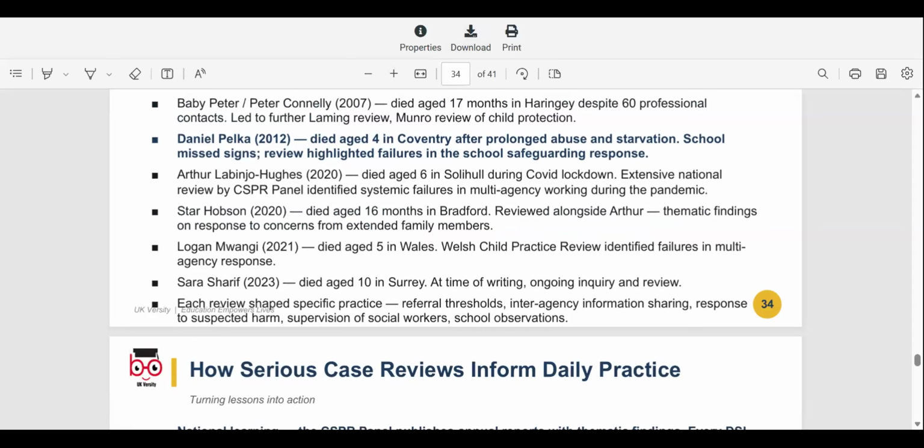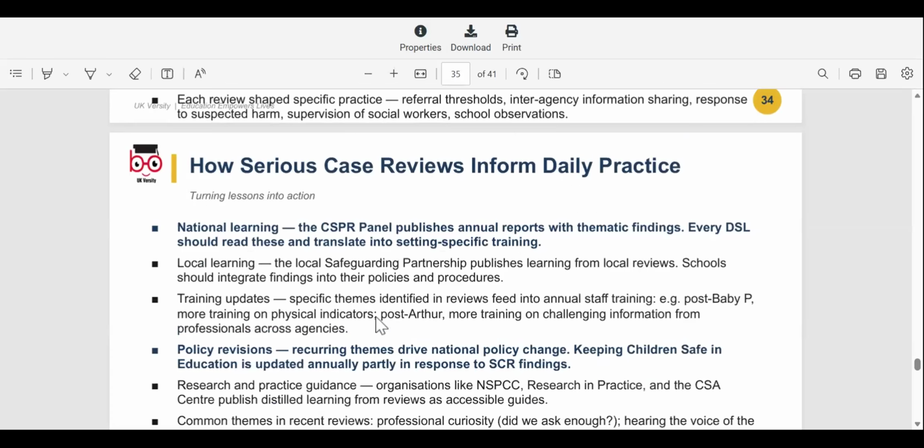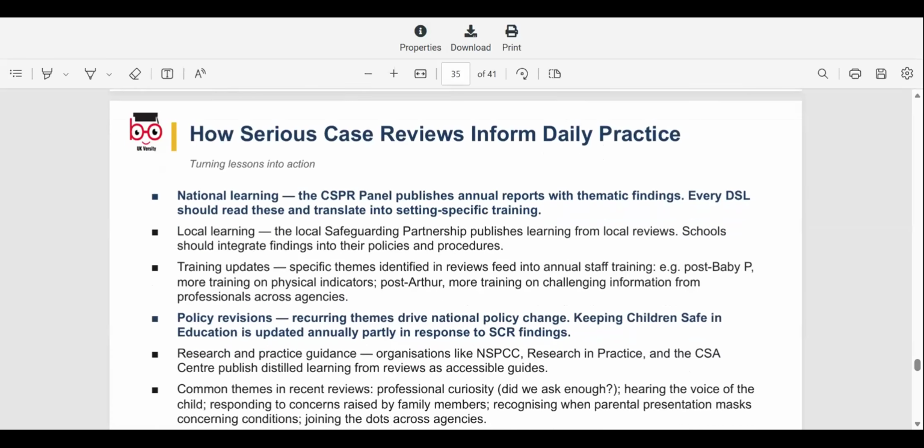And then each review has to be taken into account. Another one is called the Monckton Report, which is the death of a 12-year-old who was killed by her foster father. So there are a lot of these reports in place in regards to how they've been dealt with. How serious case reviews inform daily practice.